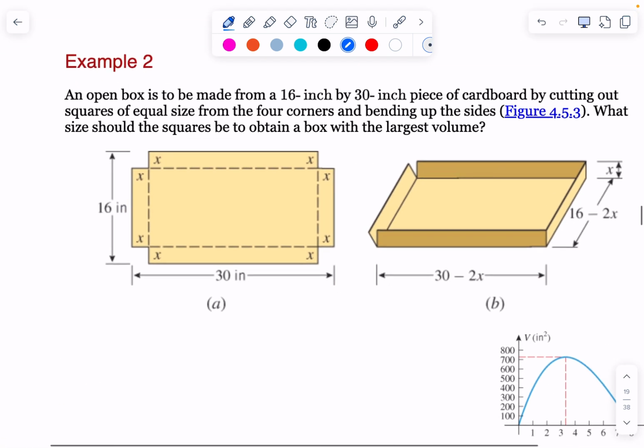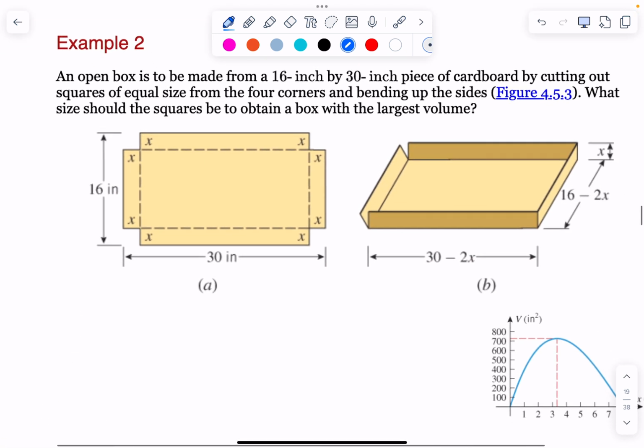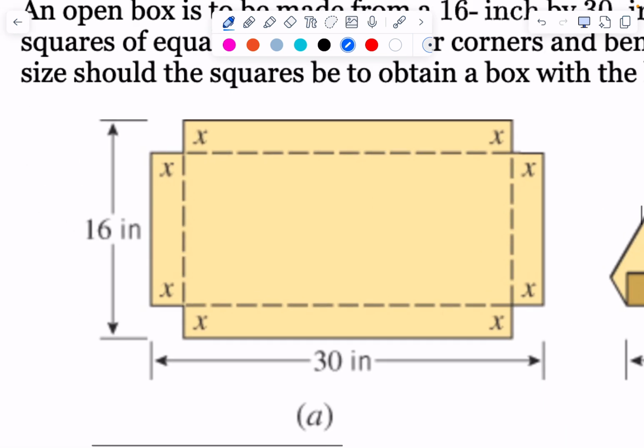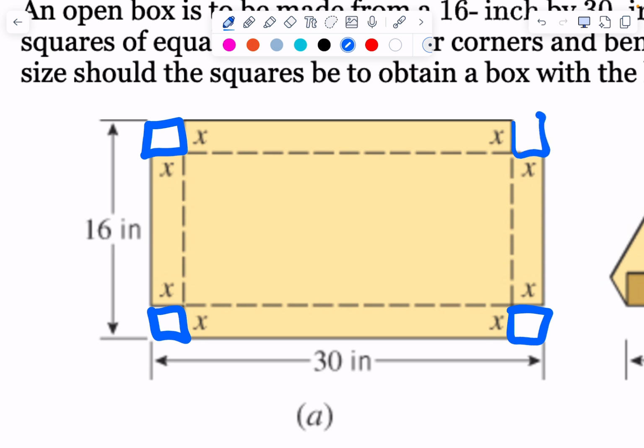Okay, let's go to another where it gets a little bit harder. Picture included. Here we go. An open box is to be made from a 16 by 30 inch piece of cardboard. So this is how they make boxes, in this style, right? They take one piece and cut out a little square right here and one on each corner. Not every box, but some boxes like this. And then they fold them up.